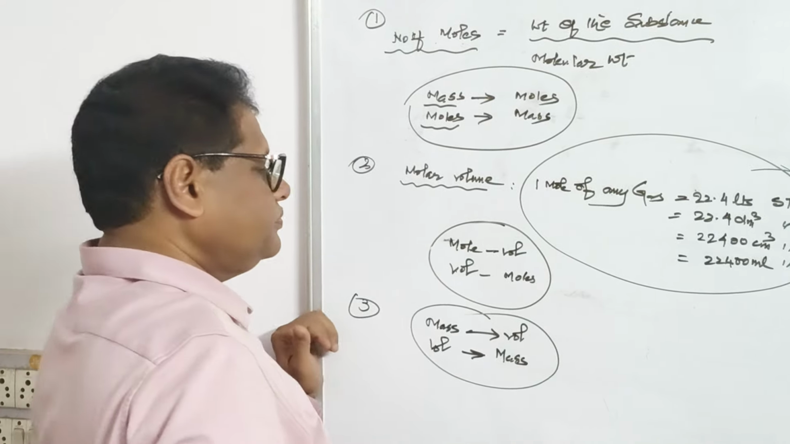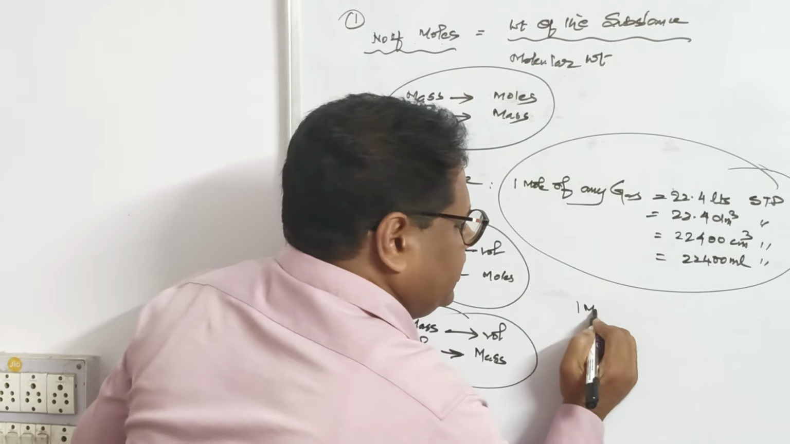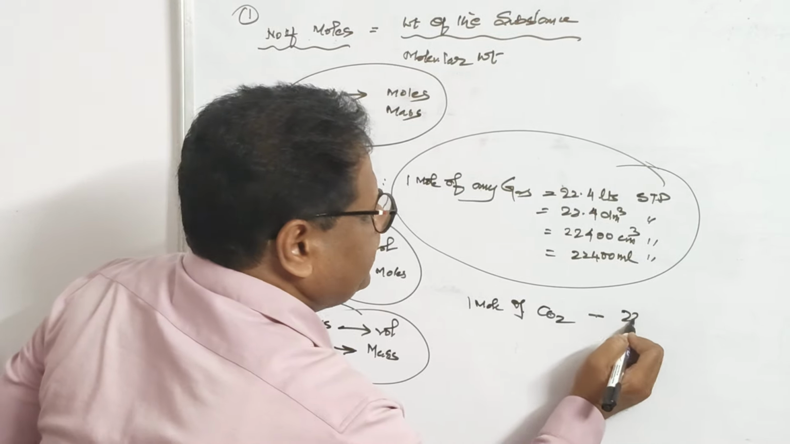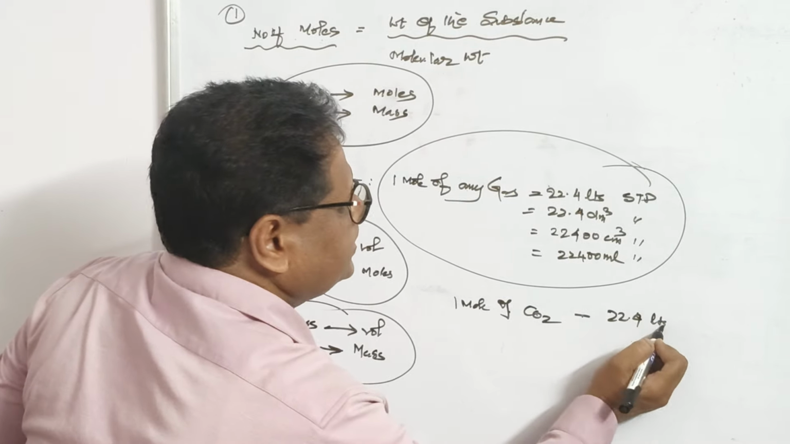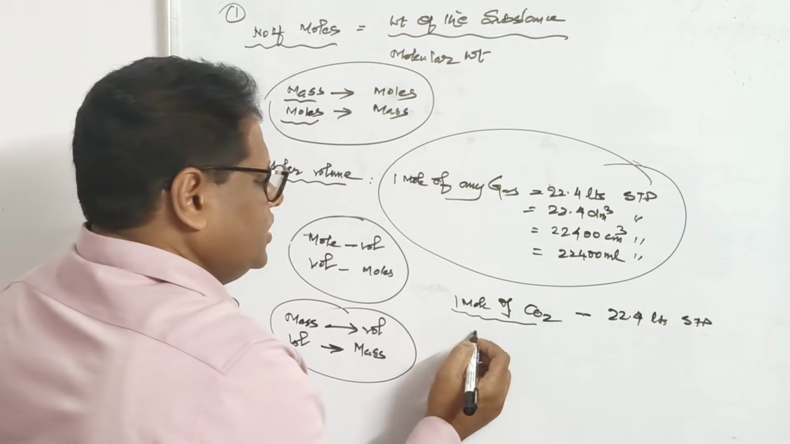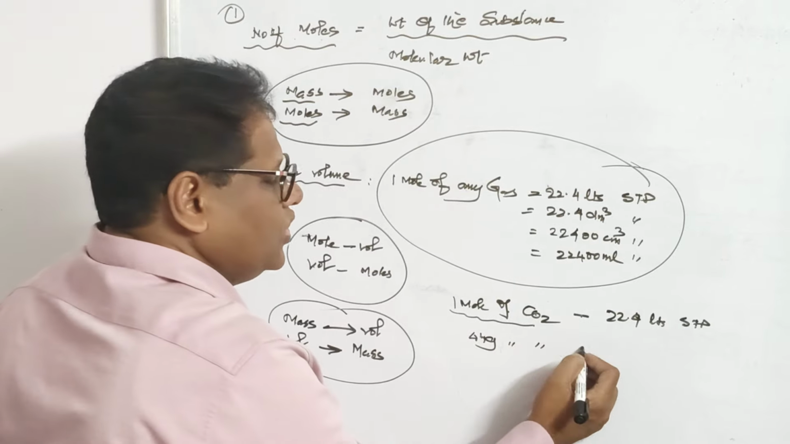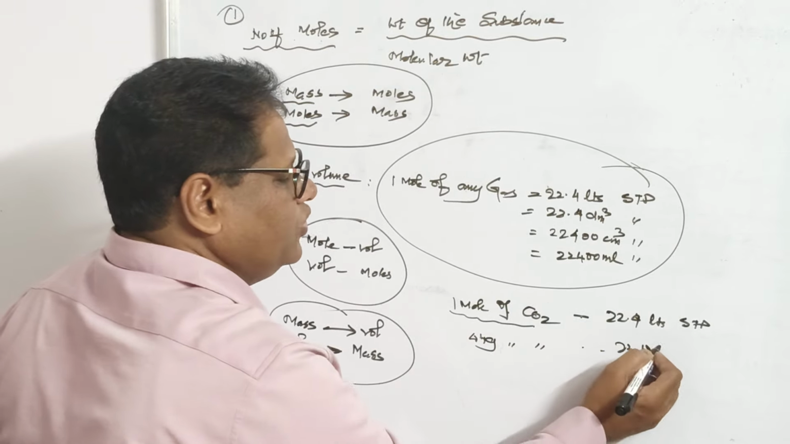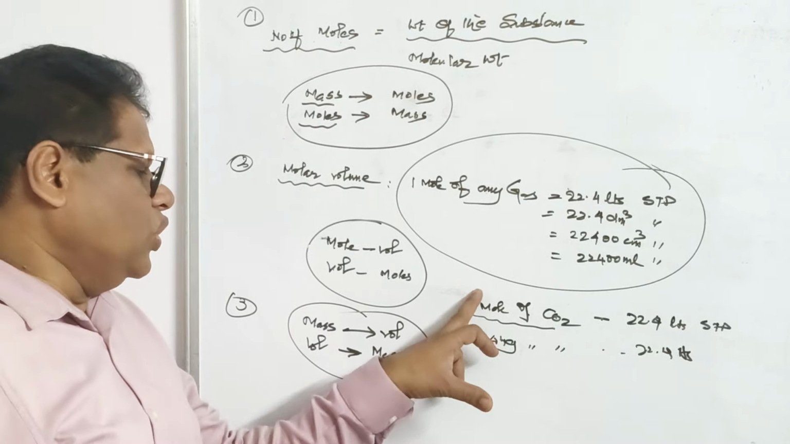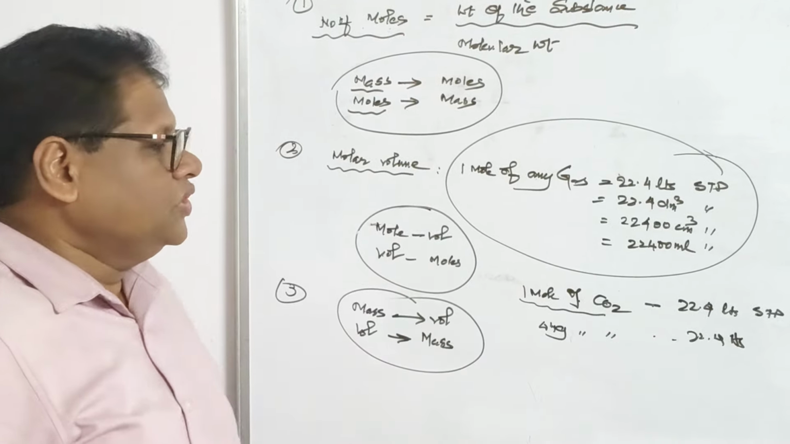For example, let us involve all the three. If I say 1 mole of carbon dioxide occupies 22.4 liters at STP, this means by mass 44 grams of carbon dioxide occupies 22.4 liters. So this is how we can relate mole, mass, and volume. Is that clear?